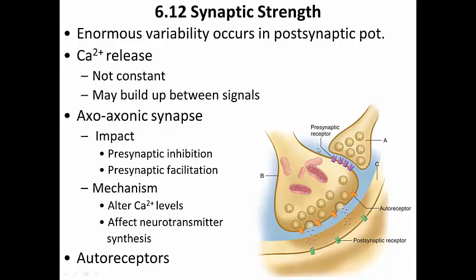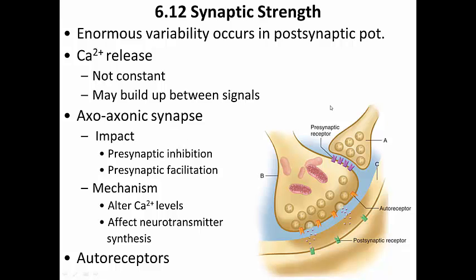Another possibility is that you have an axo-axonic synapse, and that's what we see depicted in this particular slide. We have three neurons depicted here: the axon terminal of neuron A, the axon terminal of neuron B, and the cell body of neuron C. So A is influencing B, and B is influencing C. The junction between A and B, between these two axon terminals, is referred to as an axo-axonic synapse.